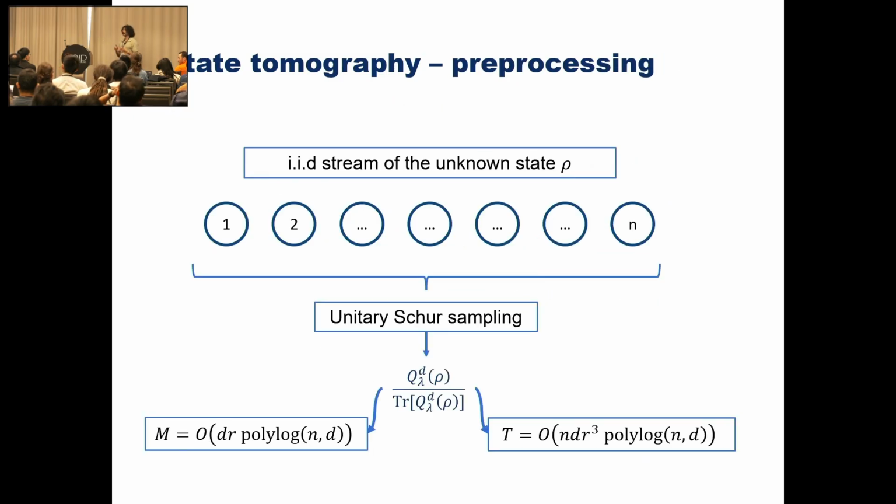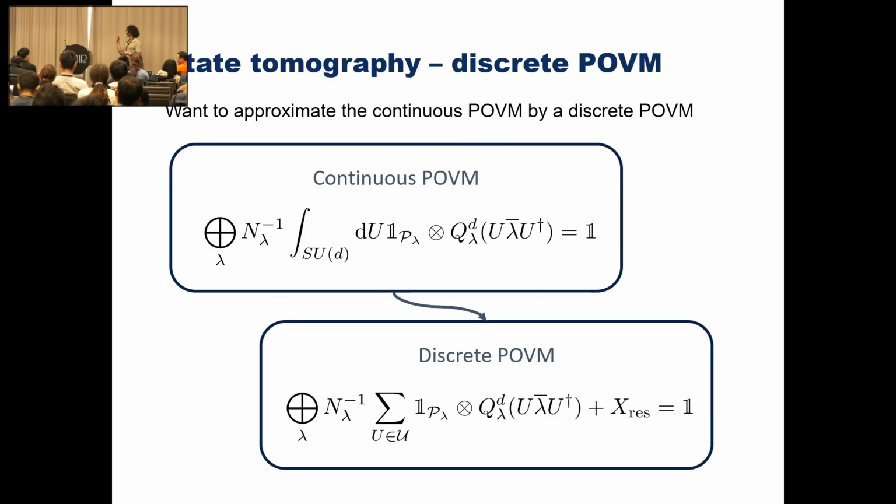So the first obvious step is to perform the unitary Schur sampling that Elias was talking about. Again, this is a streaming algorithm that allows you to process a single copy of rho as it is received. Ultimately, when all is said and done, the output of this unitary Schur sampling is going to give you a state which is rho in the unitary register given by partition lambda. And this happens with memory and time complexity as given in the two bottom boxes. The next step, the hard step, is to somehow discretize the continuous POVM to be able to recreate the state rho hat.